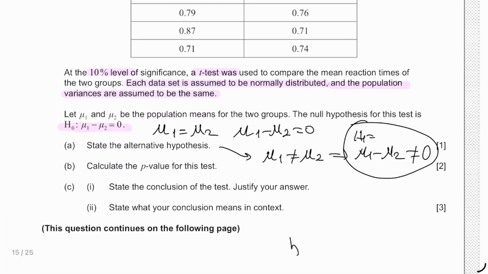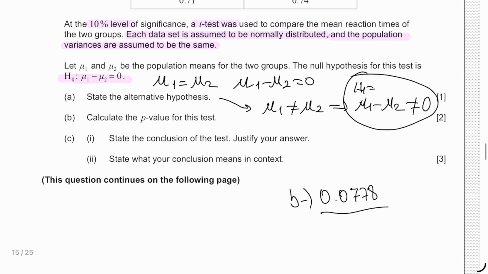The p-value is 0.0778. Okay, what it means, let's move on with part C. So this is CI, sorry. Calculate, okay, we did it. State the conclusion of the test, justify your answer.